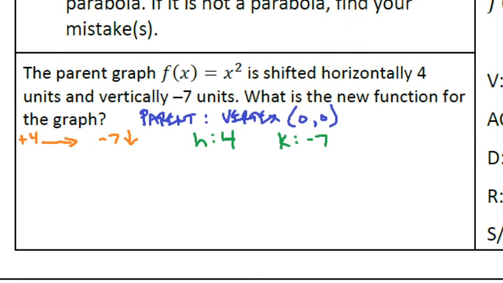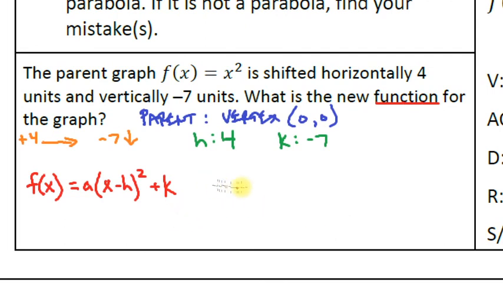So last thing we're going to do is, let's go ahead and write the vertex form of a quadratic. It's f of x is equal to a times x minus h squared plus k. Now notice I didn't write y equals a times x minus h. That's because it says what's the new function. They want us to write it in function form. All right, very good. Let's write it now.